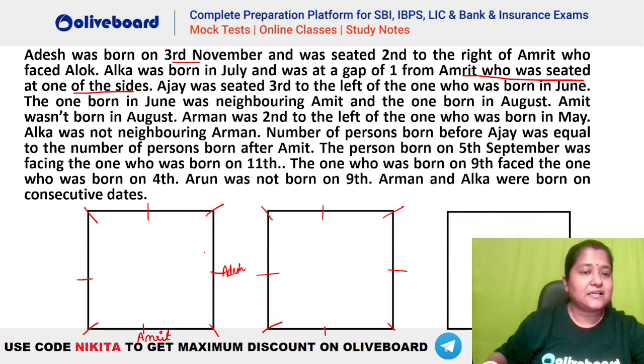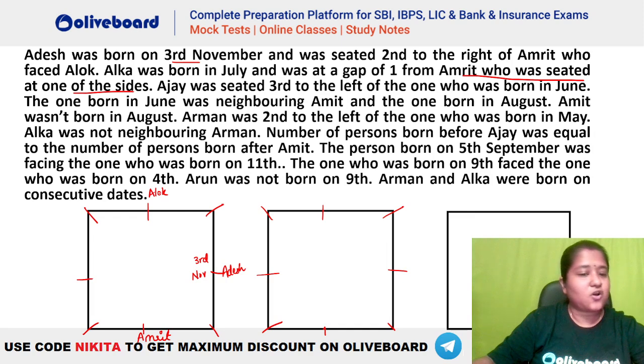Okay. And Adesh is born on 3rd November. This is your 3rd November here. So Adesh is born on 3rd November, is second to the right of Amrit. And Amrit faced Alok, right? So Amrit is facing Alok. So you can see Alok has to be this person. This is your Alok here.